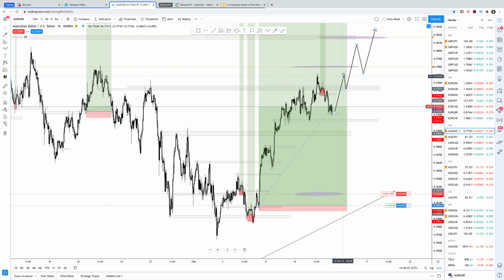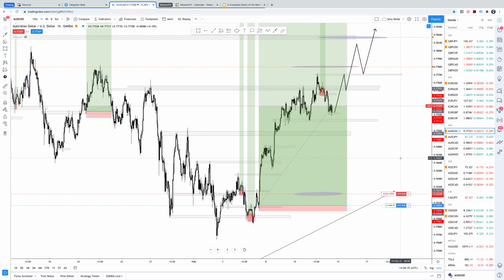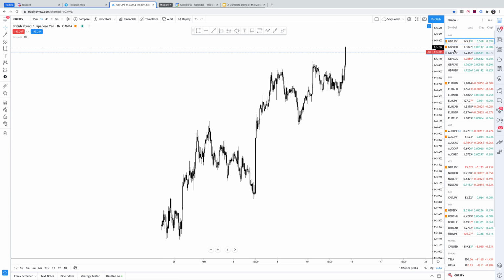I'll be looking for price to continue to break above these zones, come and retest. Maybe I'll be able to get an entry at some zone that gets created. I don't know exactly how it'll play out, but whatever I do, I will share in Telegram live, as I have been doing for the past 5 weeks now. So that's that. For GBP/JPY, looking for buys.